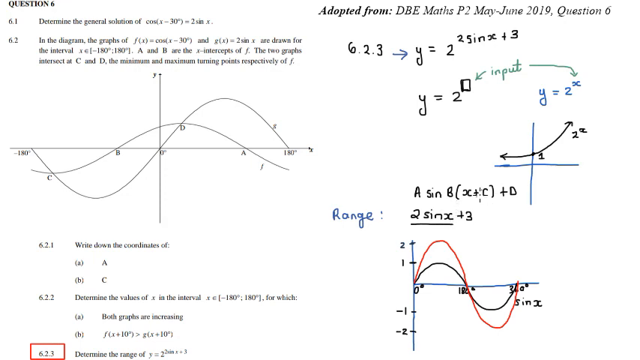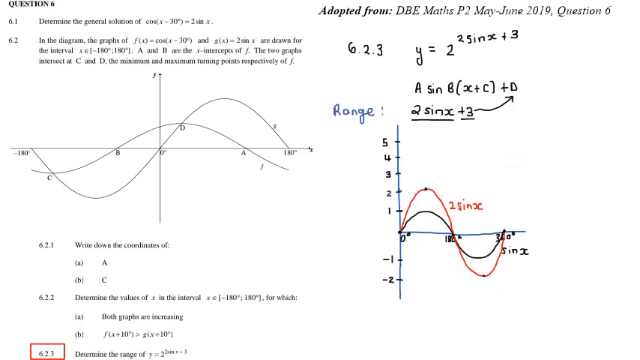Do we have a horizontal shift over here? No, we have nothing, okay? But we do have a d value. So this function, in red, which is 2 sine of x, that's now been shifted 3 units upwards, okay? And we use the d value to basically shift the red graph 3 units upwards.